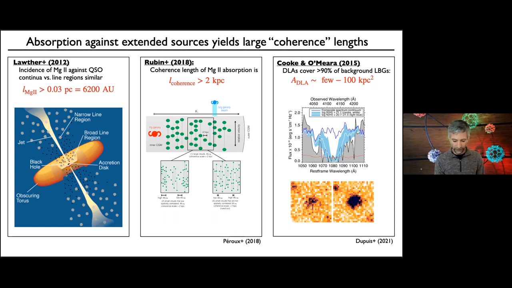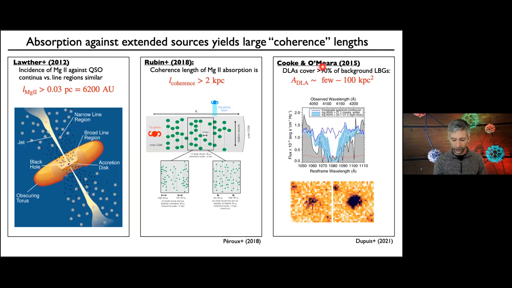Kate Rubin has a really nice paper where she's looked at the incidence of magnesium-2 systems against background galaxies and asked the question, how big do the background galaxies have to get on the sky before you start to get statistics that are different than you get for quasars? And that tells you something about what we often talk about as a coherence length. It's not necessarily telling you the sizes of the individual clouds, although it may, but the sizes of the structures or the correlations of the magnesium-2 systems on the sky. And they get a number of about 2 kiloparsecs and more.